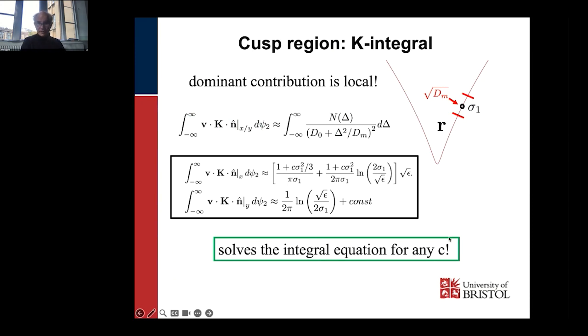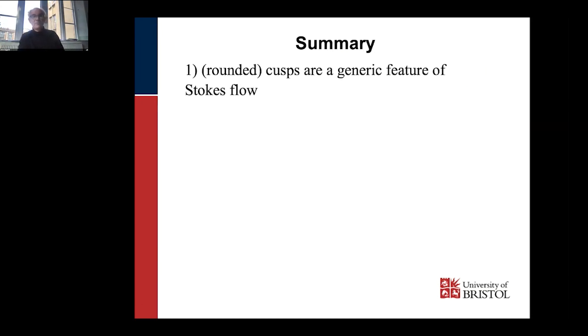Remember, in the integral, the cusp had this free parameter C, and this is indeed a free parameter of the solution, and you can verify that the integral equation is verified for any C. So, among others, this method gives you exactly what are the degrees of freedom of your solution. And that brings me to the end. I can conclude that these rounded cusps are a generic feature of Stokes flow.